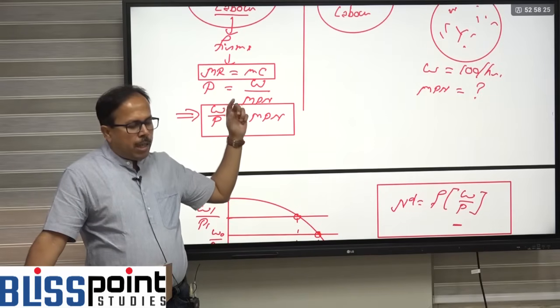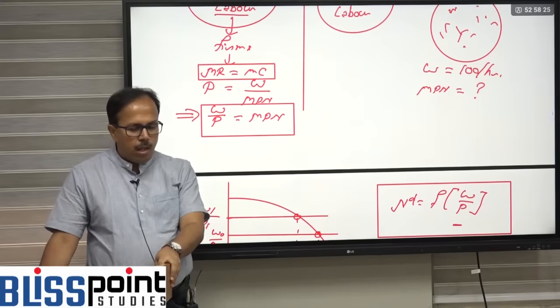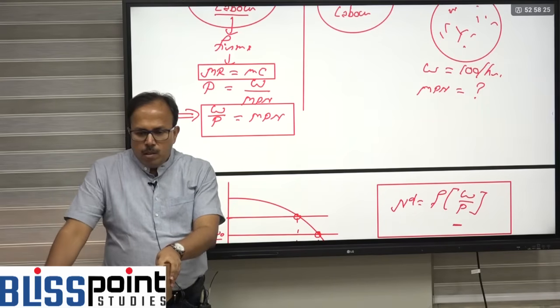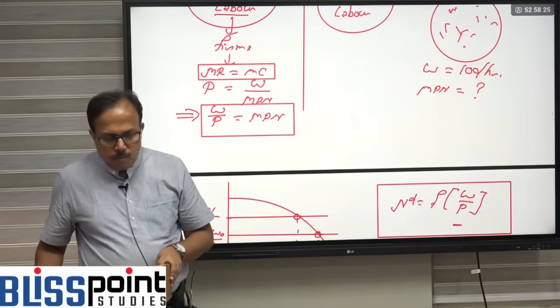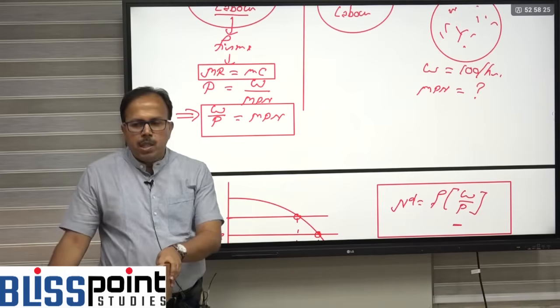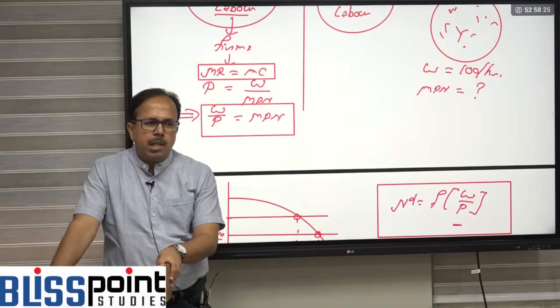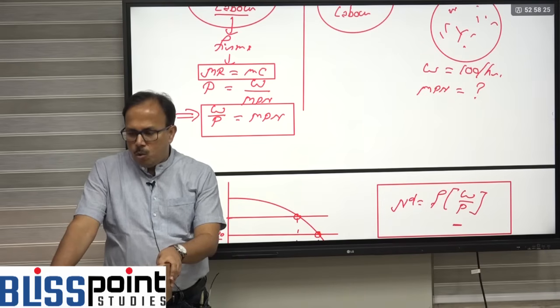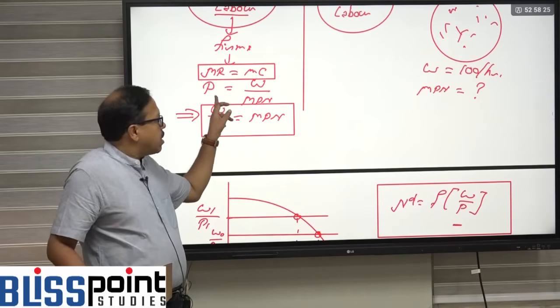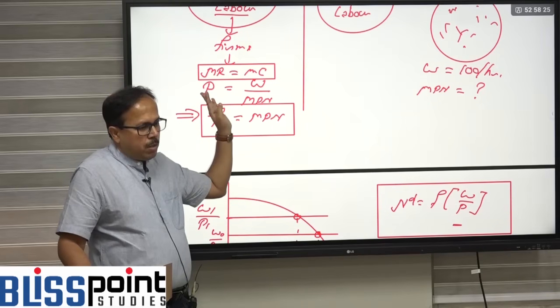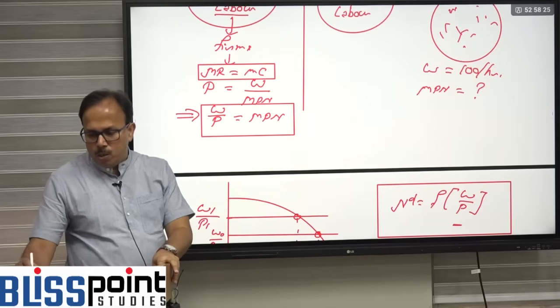Below that, in a competitive market, marginal revenue is equal to price. In a competitive market, MR is equal to price. So write this next equation: P equal to MC. पहले ये लिखिए, P equal to MC.